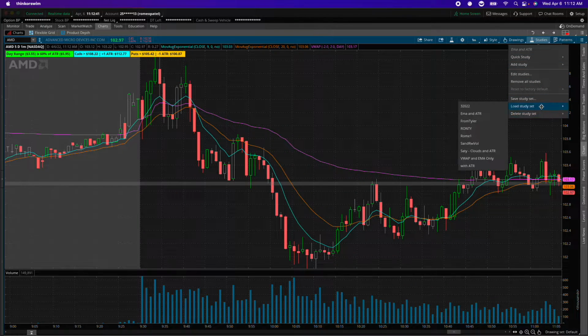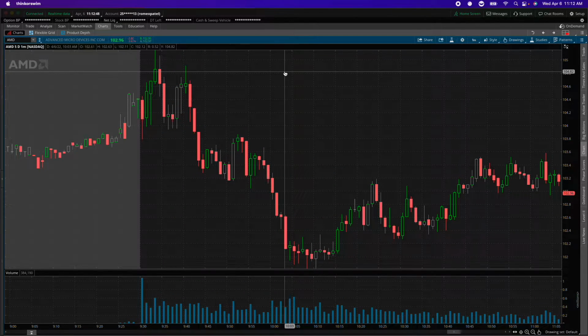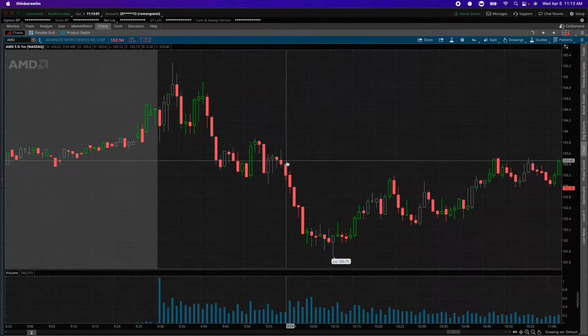Now, I'm going to clear out all my studies for this section, so that it's just a regular chart, right? So we're not looking at EMA 9s, we're not looking at VWAPs, we're not looking at any of those things right now. We're just looking at the chart as it is, right? So what you want to do, obviously, you want certain indicators on your chart, but not everybody knows how to use indicators. Give me 1 second, sorry.